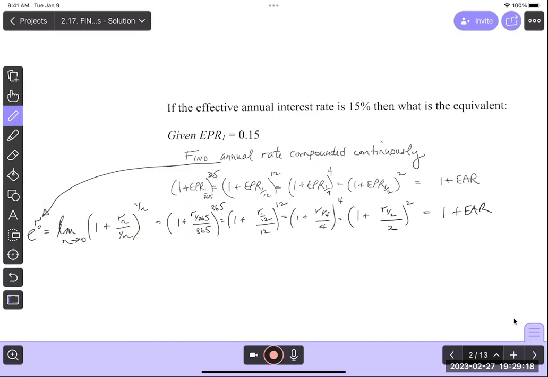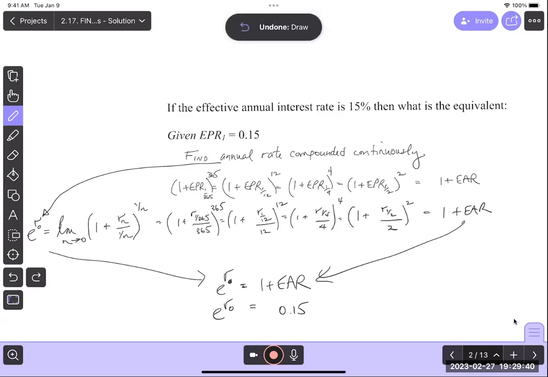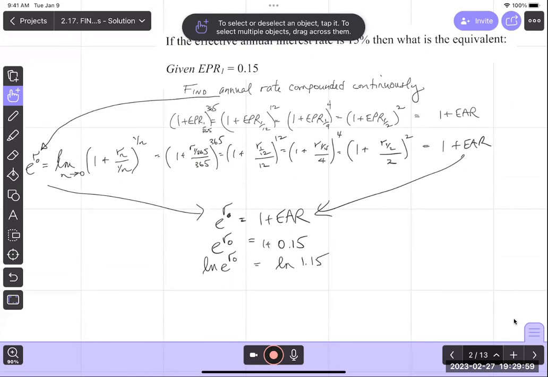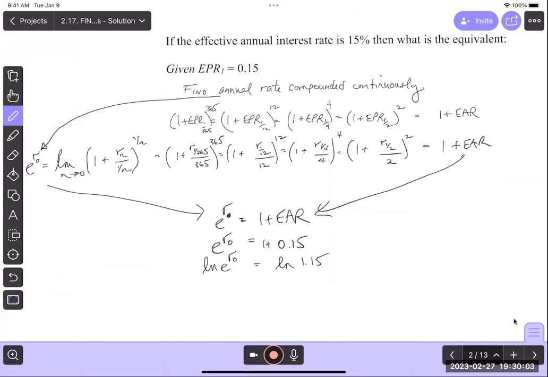So from there, I have the equivalency that I want to use. I want to use this and this. I want to say e to the R0 is equal to 1 plus EAR. They gave me, this is 15%. So I can find R0 using mathematics. I take the log of both sides. And when I take the log of both sides, the natural log cancels with the exponential function. And I get this. So then they cancel and I get R0 as a constant, log 1.15, and that's all I plug in to find in my calculator.